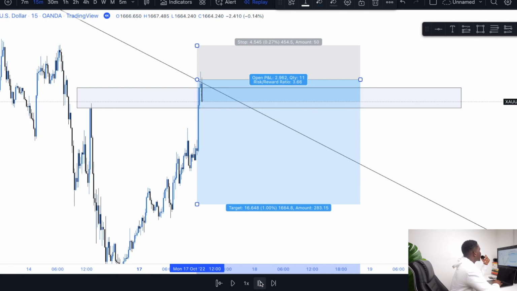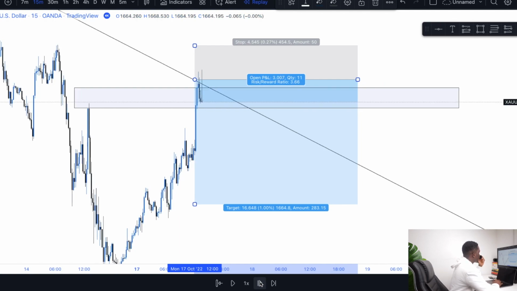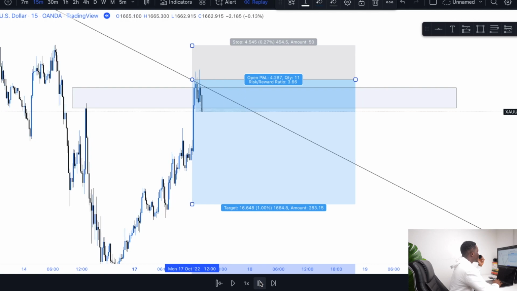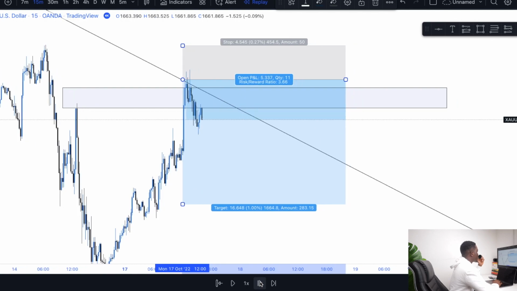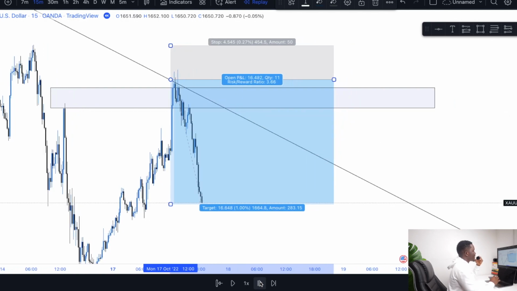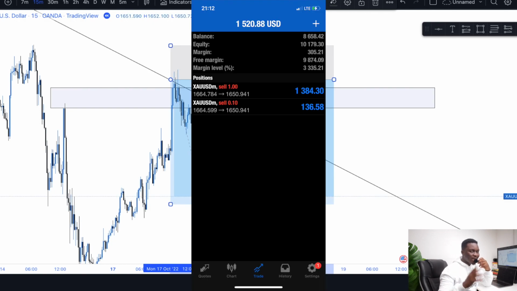So on the 15 minutes time frame, after calling out this trade, the trade finally went into some profits and then began to drop. And as you guys can see, this trade finally hit our take profit.